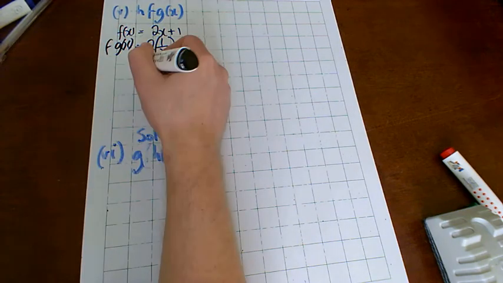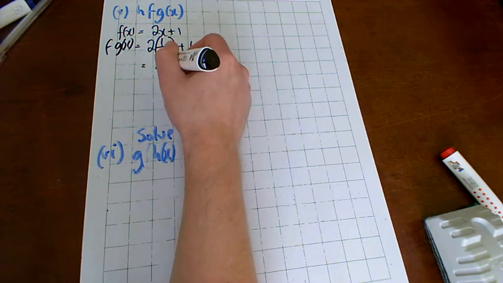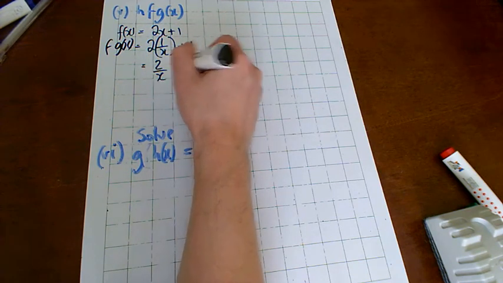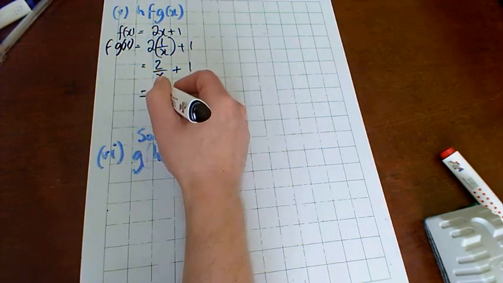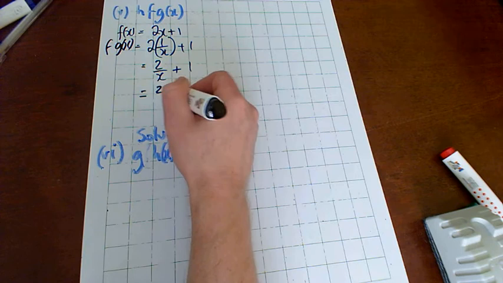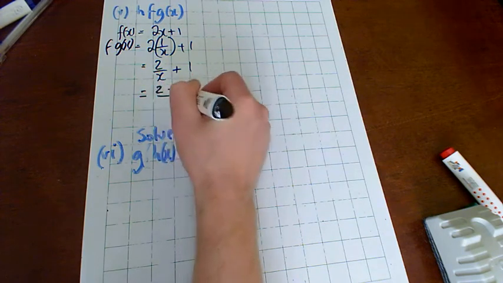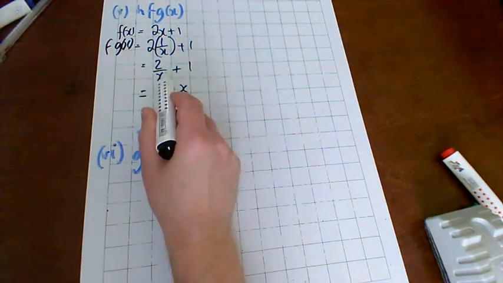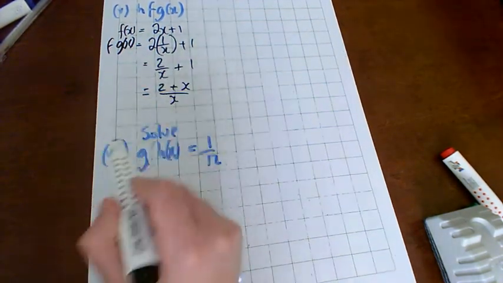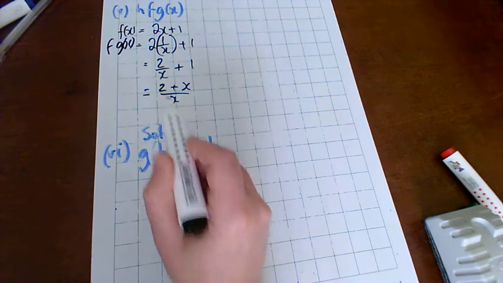And that simplifies down to 2 over x plus 1. Just for simplicity's sake, I'm going to put it as a single fraction. So we end up with 2 plus x over x. I just multiplied this up here, putting them both over the same fraction. That's simplified. Then I want to substitute this.